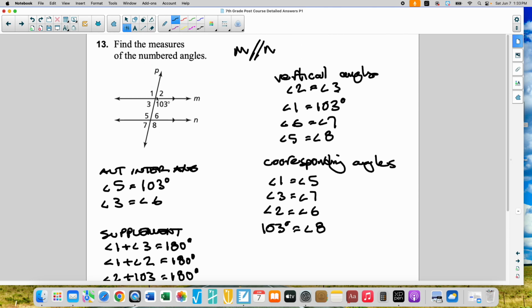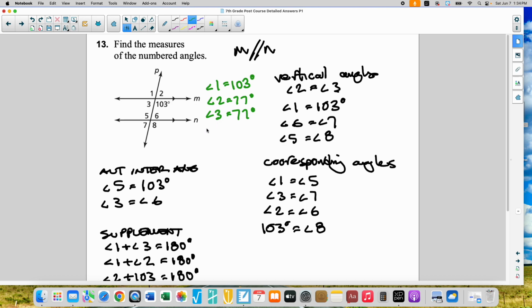So find the measures of the numbered angles. So let's do this. Angle 1 equals 103 because they're vertical. Angle 2 is equal to 180 minus 103, so that's 77 degrees because they are supplemental. Angle 3 is equal to 77 degrees because these are supplementary. They add up to 180 degrees.